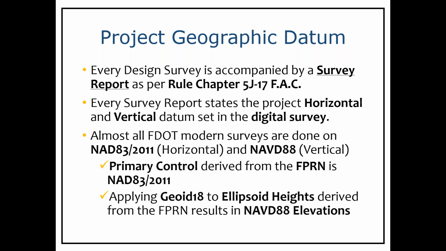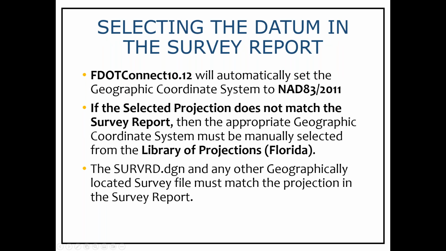They must match. Okay, almost all FDOT modern surveys are done on NAD 83 2011. Our FPRN is on 2011. The vertical is always NAVD 88 now. And when you apply a Geoid 18 to the ellipsoid heights derived from the FPRN results, your elevation will be an NAVD 88 elevation. Now, that's stated right on the NGS NOAA website on geoids and how they work. And I have a link in here that will show you, you can learn more about those.